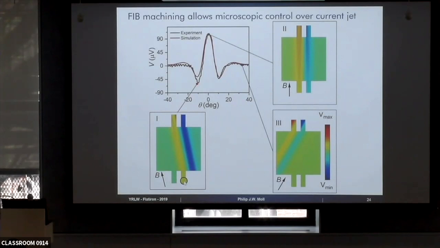On the peak, you shoot them straight into each other, so you get a high voltage. And if you go to some very wide angle, you just shoot them into the sidewall and you get nothing if you measure the difference. This is where it comes from, and we can quantitatively match this.